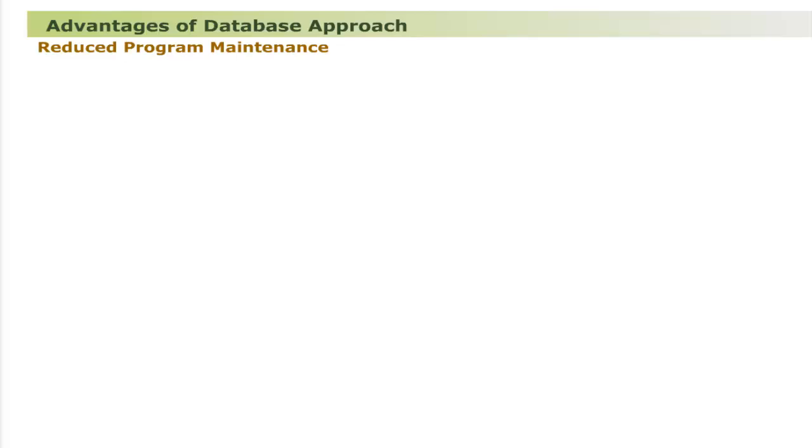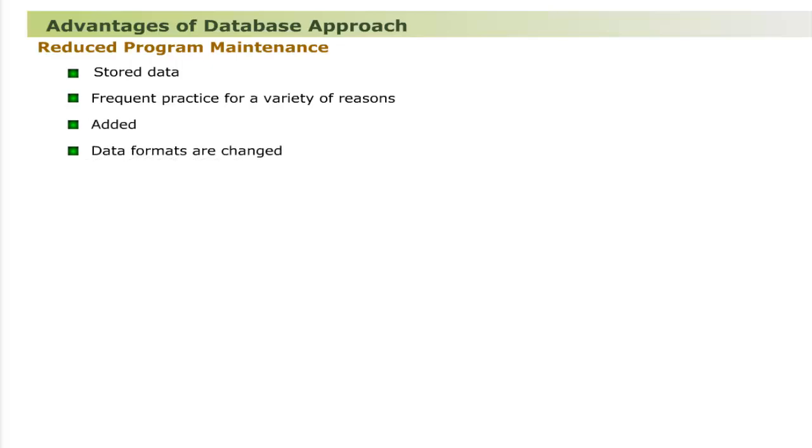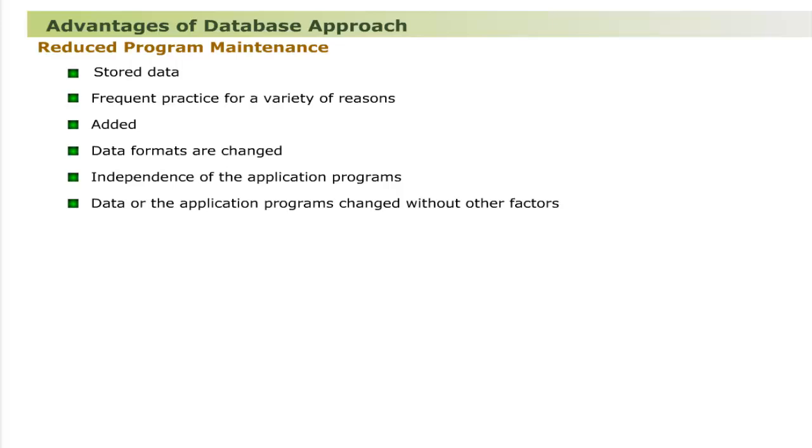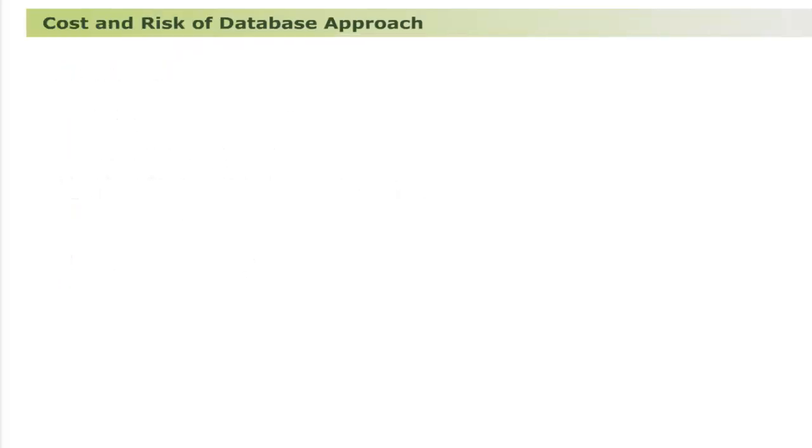Reduced program maintenance. The updating of stored data is a frequent practice for a variety of reasons. New data items are added, data formats are changed, and so on. In a database environment, data are more independent of the application programs that use them. Within limits, we can change either the data or the application programs that use the data without necessitating a change in the other factor. As a result, program maintenance can be significantly reduced in a modern database environment.